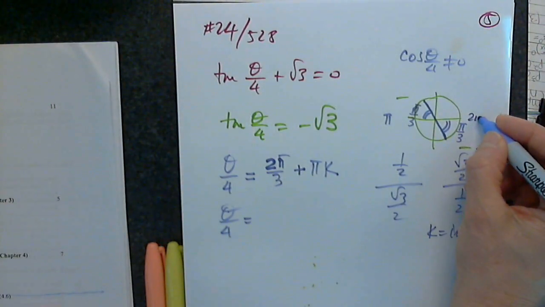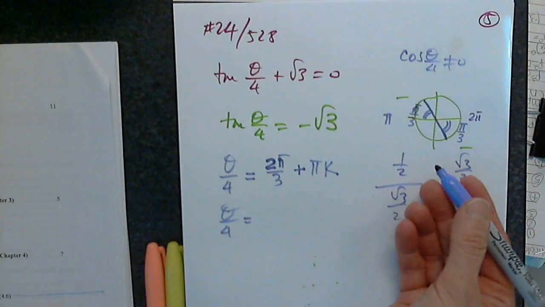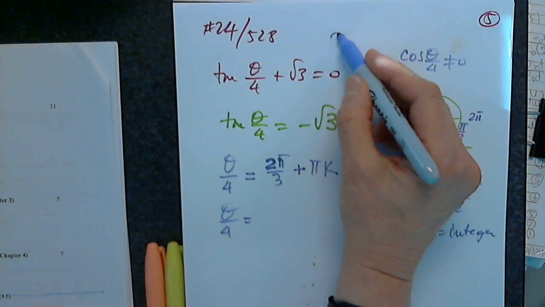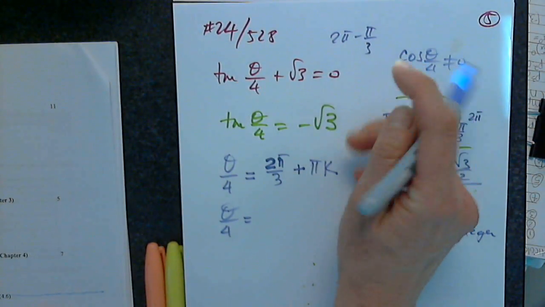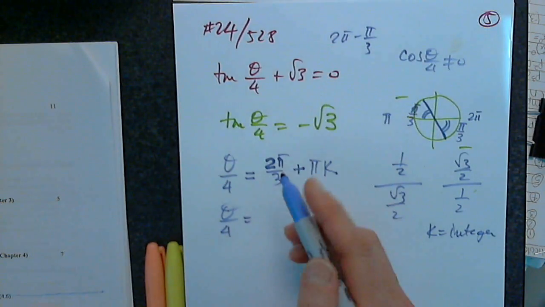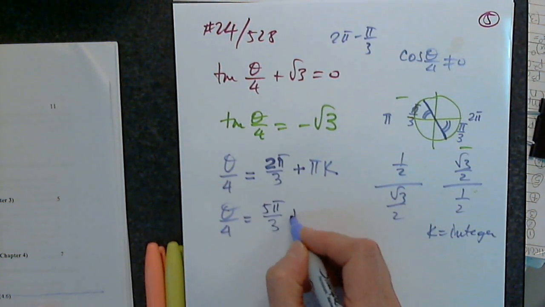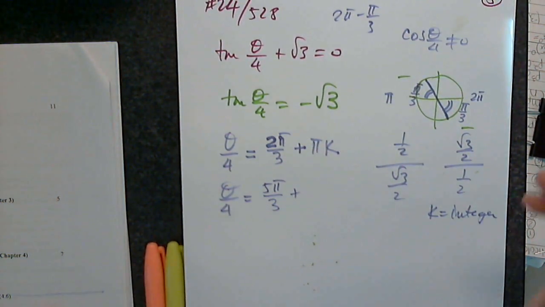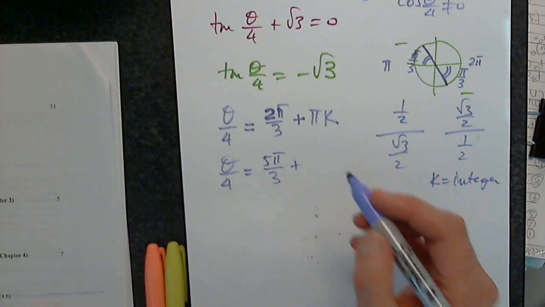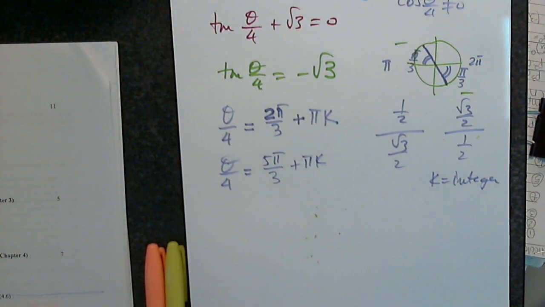The second angle is 2 pi minus pi over 3, right? 3 times 2 is 6, so 5 pi over 3 plus pi k. This is awesome, but this is not what I'm looking for. What am I looking for? Theta.